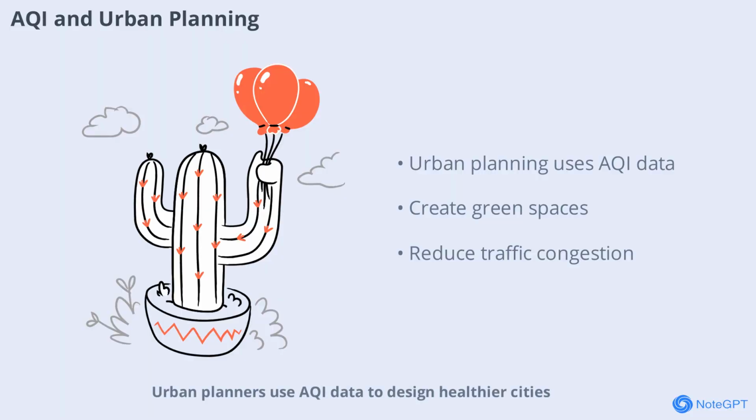Urban planners use AQI data to design healthier cities. By identifying pollution hotspots, they can create green spaces, improve public transportation, and reduce traffic congestion. These strategies help lower pollution levels and improve air quality for everyone.